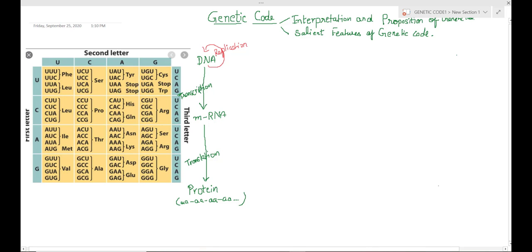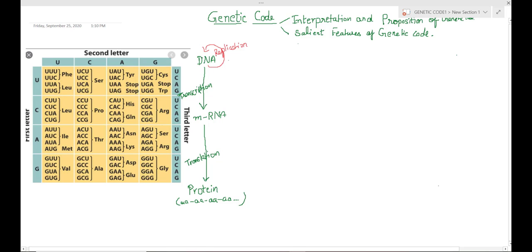For my convenience, I divided it into two parts. The first part is the interpretation and proposition of the genetic code, in which the discoveries of different scientists and the propositions given by them will be discussed. In the second part, we will discuss the salient features of the genetic code. I have divided it into two parts and will make subsequent videos for that. Today we are going to discuss the interpretation and proposition of the genetic code.